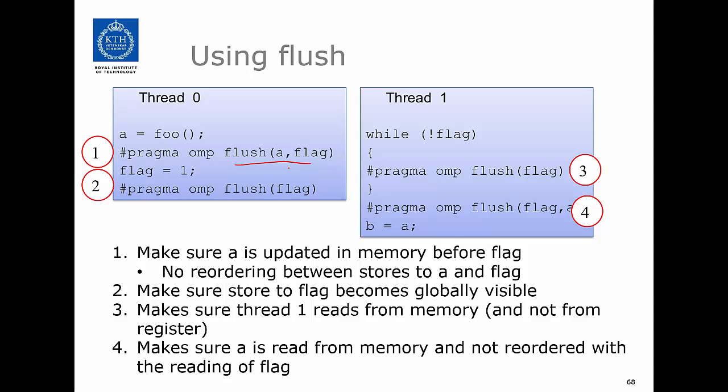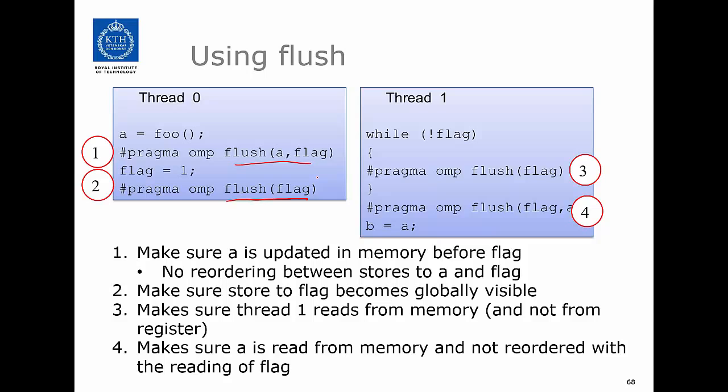But this is not sufficient. You need to have flush flag also, because this will prevent the reordering of storing to flag and A. Otherwise, the compiler might still decide to hoist up the storing of flag before the storing of A. So flush A and flag is needed here. The second flush here only pertains to flag, to make sure that flag is written back to memory. That's all that's needed here.